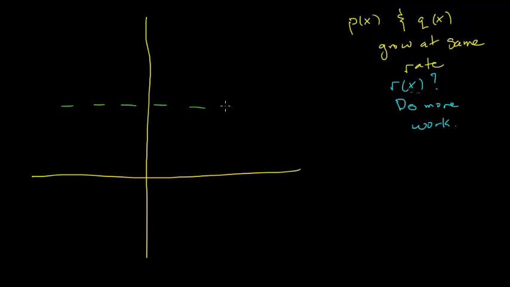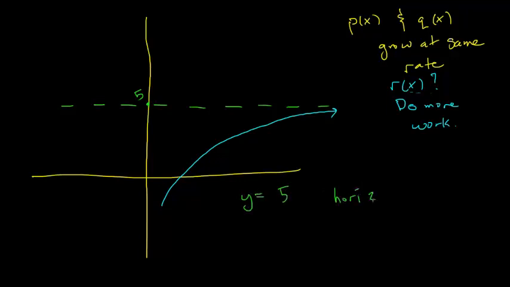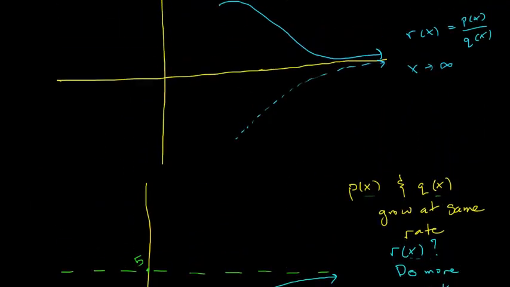However, if r of x does approach a number, a single number, then we call that number a horizontal asymptote. So let's say that r of x approaches this number here, and let's just pick, for example, let's say this is the value 5. Then this dashed line has an equation of y equals 5, and it's called a horizontal asymptote. And you'll approach a horizontal asymptote if, for example, p of x and q of x grow at the same rate.